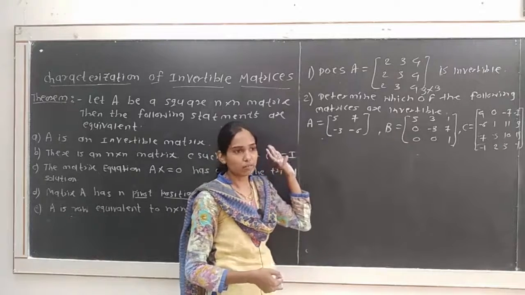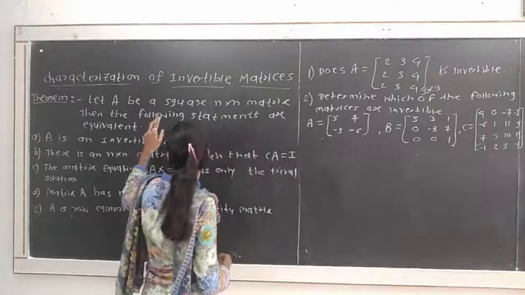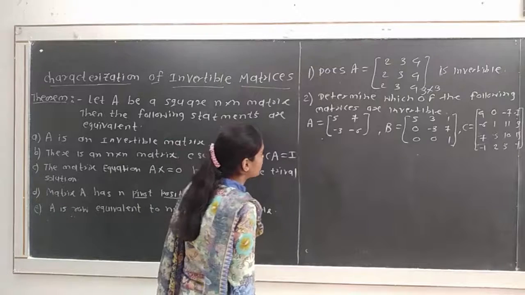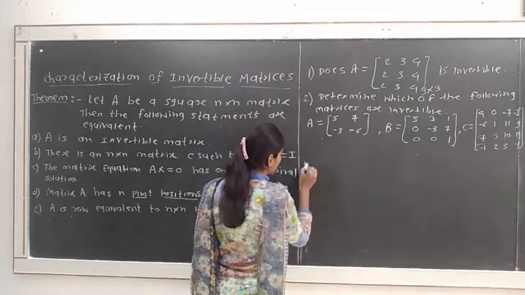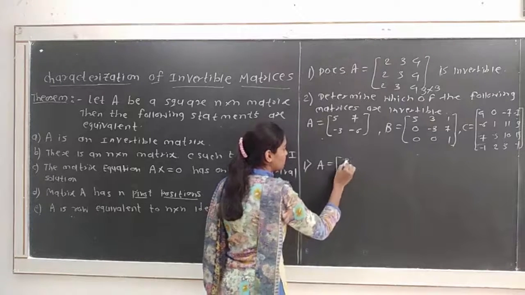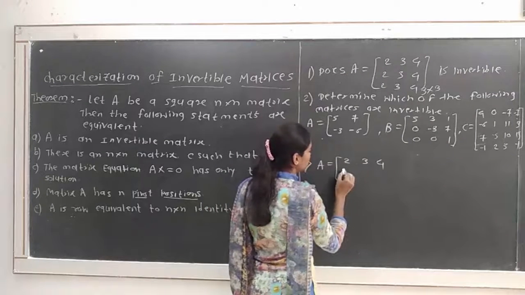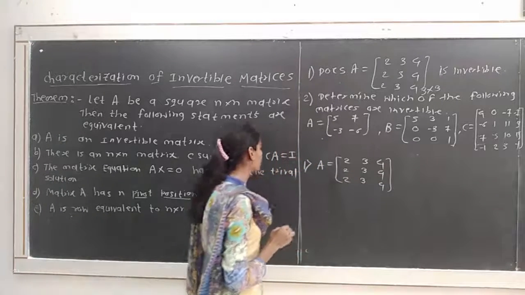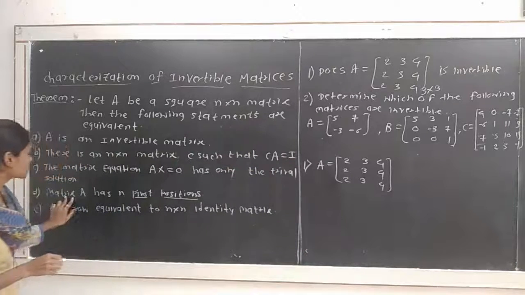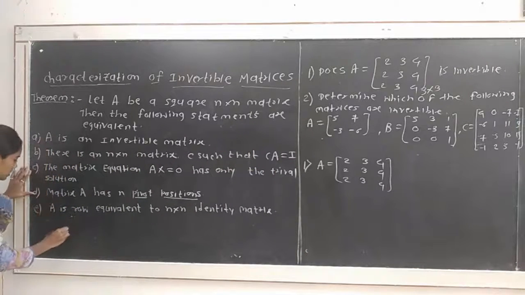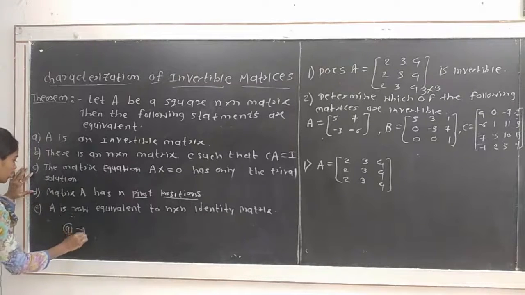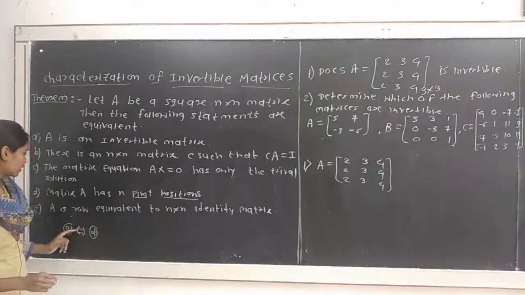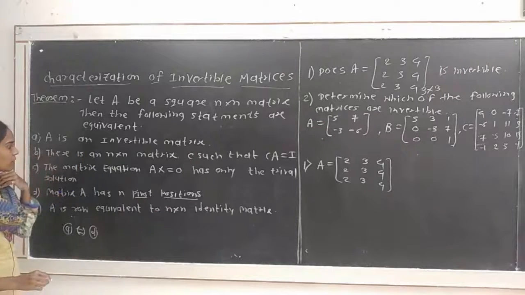We can use that method also, but here we have to use the characterization, that is, we use this statement to check whether the matrix is invertible or not. So for example number one, a matrix will be given whose three rows are the same, with entries 2, 3, 4. Here we use the statement A if and only if D, that is, if matrix A has n pivot positions, then matrix A is an invertible matrix.